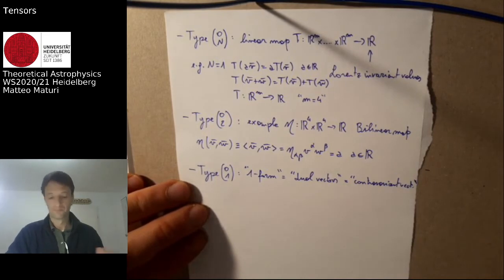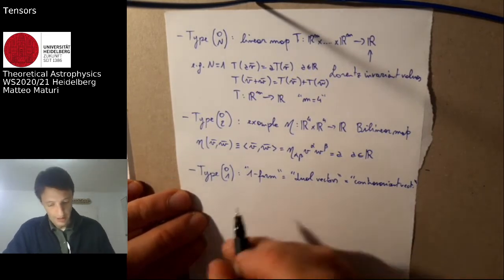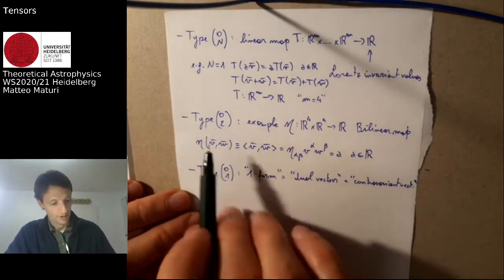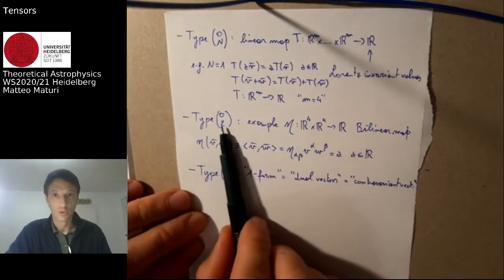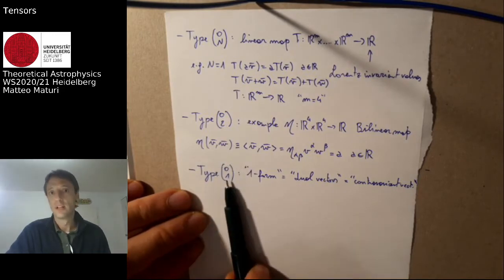Contravariant vectors. Okay, so what are they? Look, you already understand what I'm going to say. This was a bilinear map, because there was a 2 here. This is a linear map.